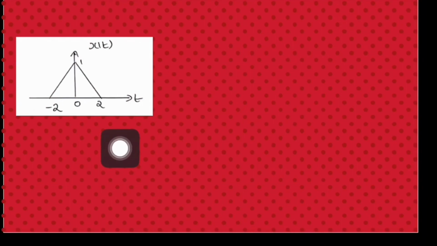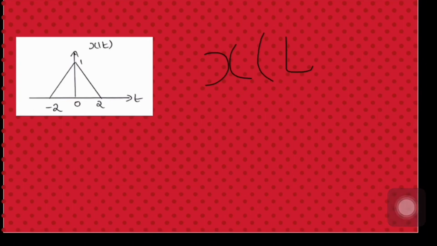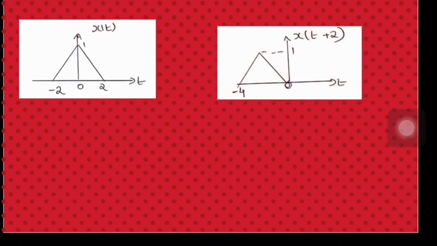This is our x of t. Now we are going to perform a time shifting operation on this signal. I hope you all know how to perform signal operations like time shifting, time scaling, flipping, etc. When we shift this signal to the left by 2 units, we get its time shifted version x of t plus 2, which looks like this. You can see x of t and x of t plus 2 are the same in shape, but there is a time shift between them.